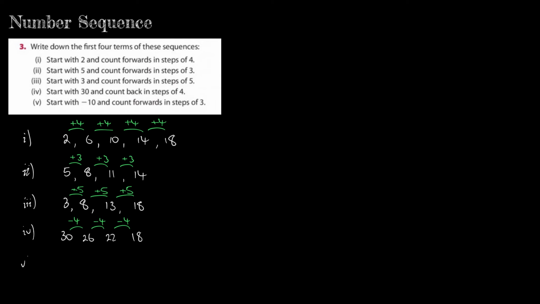The very last one, start with negative 10 and count forward in steps of 3. So I'm going to have to add 3, add 3, and add 3. So negative 10. If I owe the bank €10 and I lodge 3, I'll have negative 7. If I add 3 more, I'll have negative 4. If I add 3 more, I'll have negative 1. Okay. So again, all just a basic introduction to patterns, sequence, and series, right?